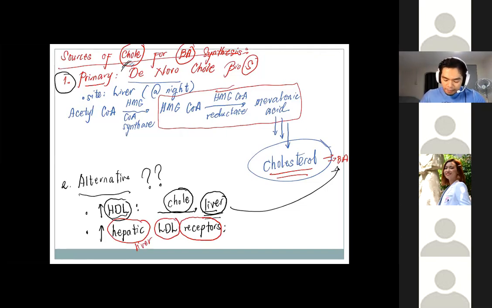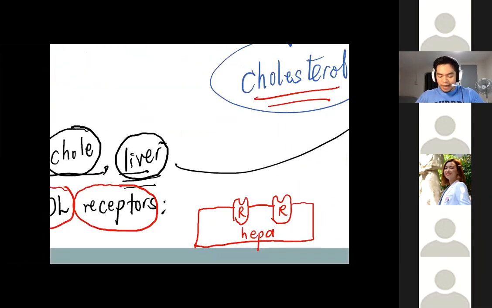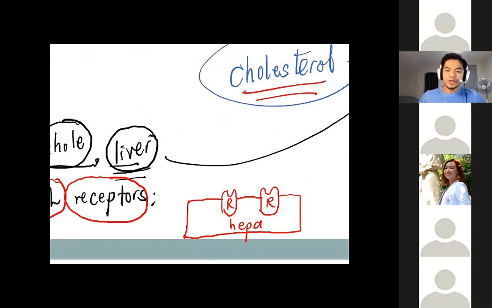So halimbawa, hindi ako marunong mag-drawing. So halimbawa, ito na lang yung liver. Yung box halimbawa, yung liver. And then, yung dinrawing ko, ito yung LDL receptors. So for instance, hepatocyte ito, a hepatocyte. And then we have the hepatic LDL receptors. So sabi natin sa second alternative source by the liver, pinaparami niya ang expression ng hepatic LDL receptor.